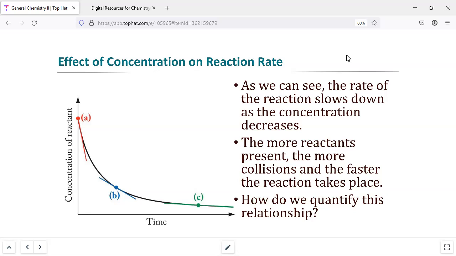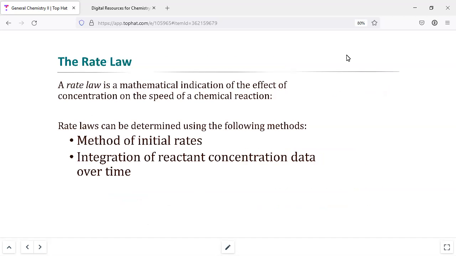But we need to look at this a little bit more precisely. So we're going to dig deeper here a little bit. And that's where this idea of a rate law comes in. A rate law is a mathematical indication of what the effective concentration will be on that reaction speed.